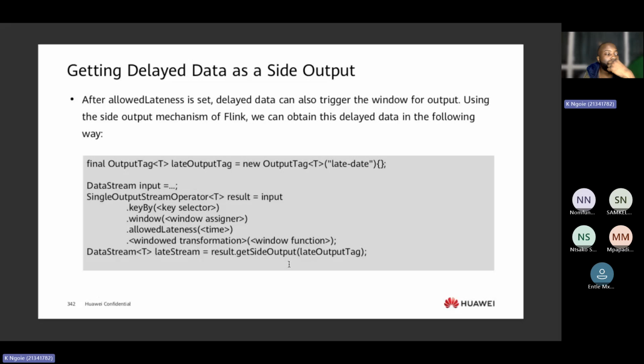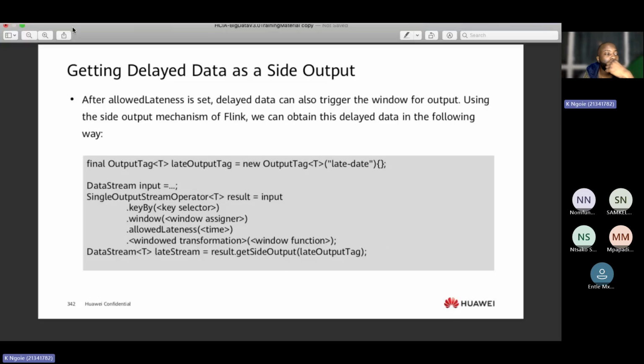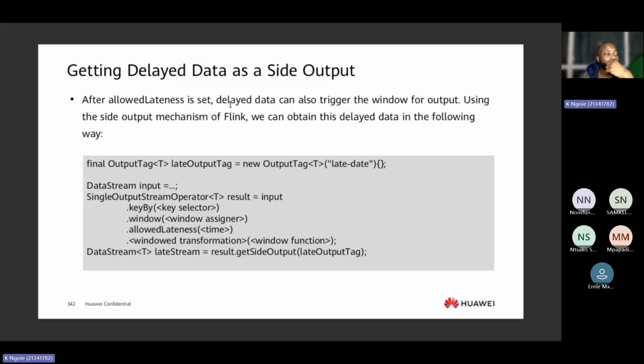So this is just code to deal with the delayed event. After the allowed latency is set, delayed data can also trigger the window for outputs using the side output mechanism. We can obtain the delayed data in the following way. So this is how we collect the delayed data.